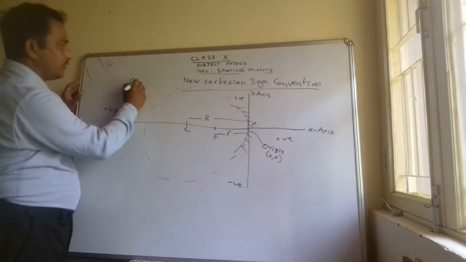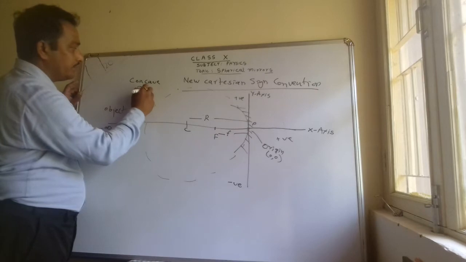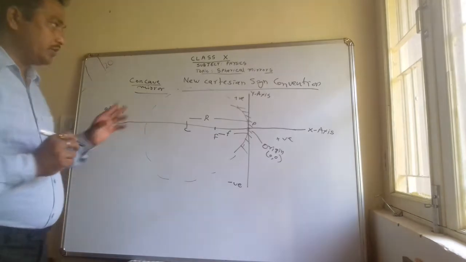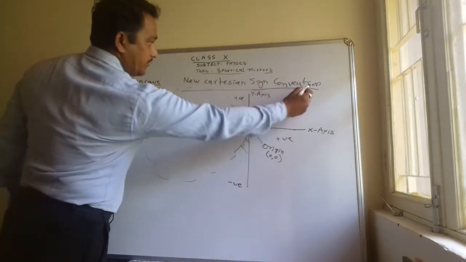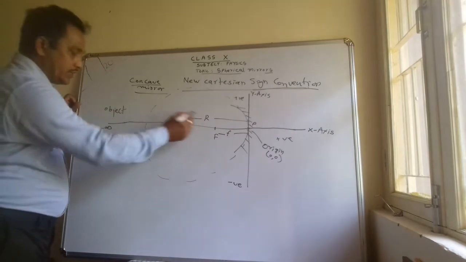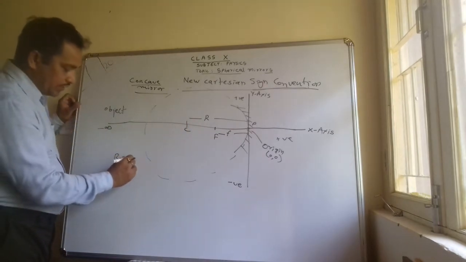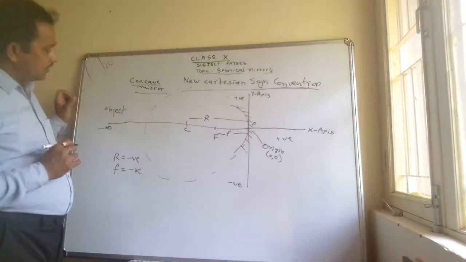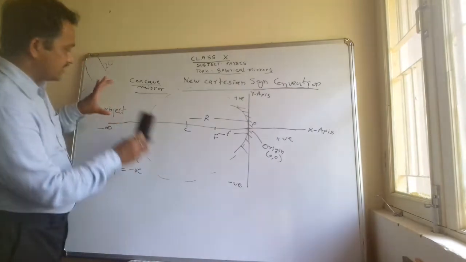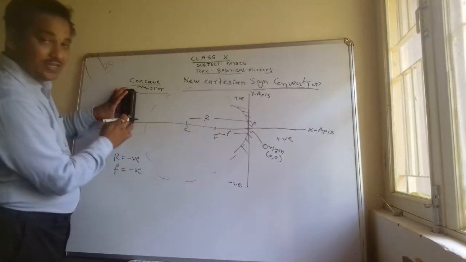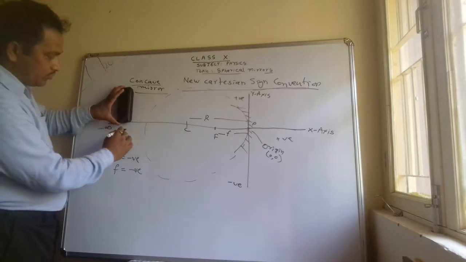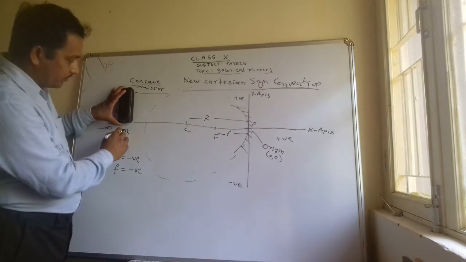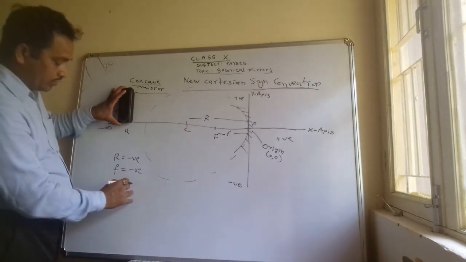So always keep this in mind. Whenever in case of the concave mirror a numerical is given or you have to answer about the sign convention, the new Cartesian sign convention is used to know that the radius of curvature will always be negative, and focal length will also always be negative. If the object is kept here, the distance of the object will also be negative. We are using the variable small u for the distance of the object from the pole. So u will also always be negative.